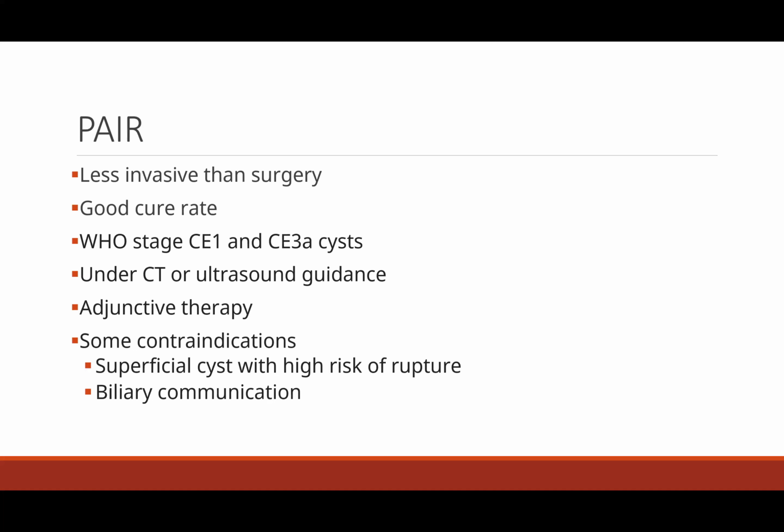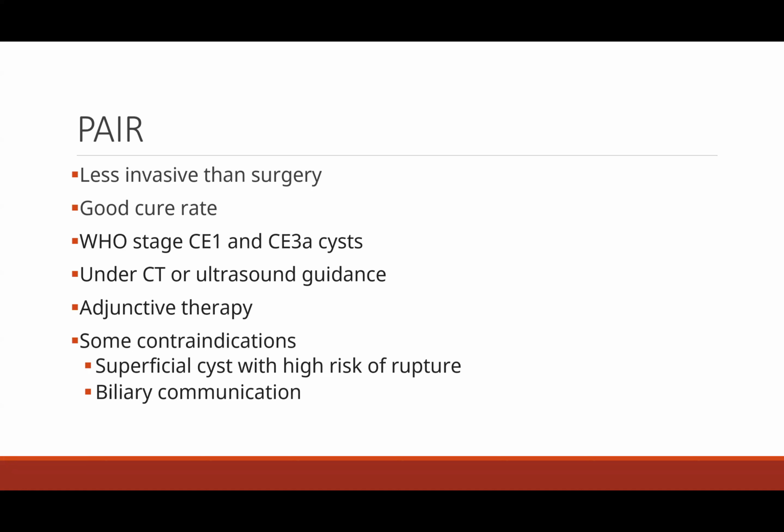Okay, then lastly, almost done, in terms of PAIR. PAIR is a less invasive technique than surgery and can be both diagnostic and therapeutic. And the cure rate of PAIR is approximately 95% or more than 95% in some instances. And PAIR may be used for the primary treatment of WHO CE1 and CE3A cysts. So these are cysts that do not have daughter cysts.